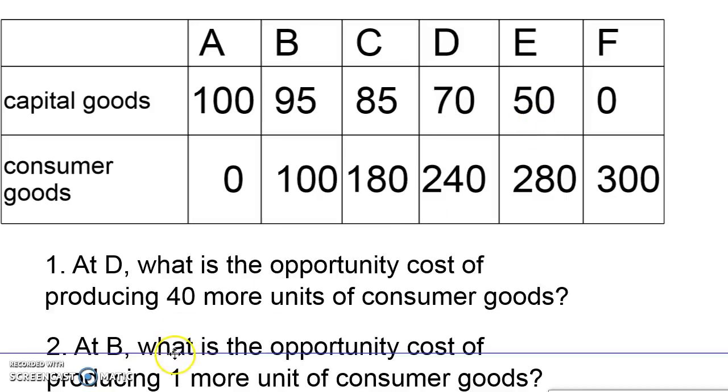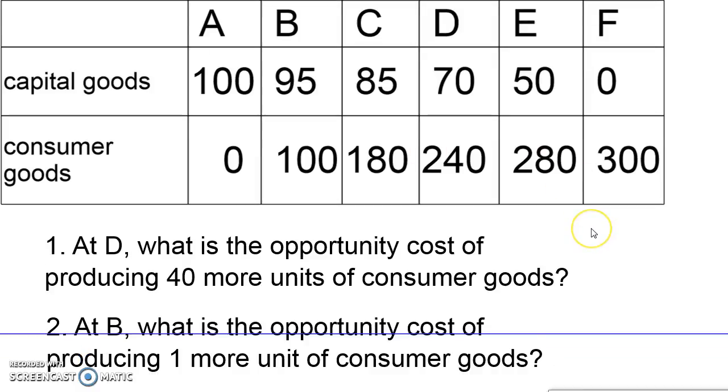Looking at point B, what is the opportunity cost of producing one more unit of consumer goods? So you want to go from 100 to 101. You need to find the slope here. So if you went up 80 consumer goods, you would lose 10 capital goods. If you want to simplify that, that goes down to 1 over 8 or 1/8. So by gaining one consumer good, you would lose 1/8 of one capital good.